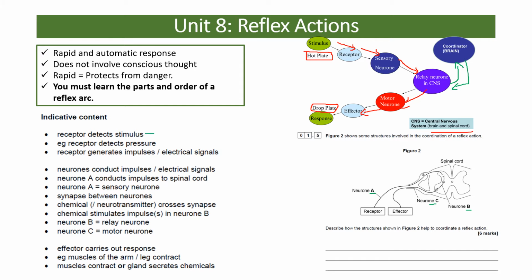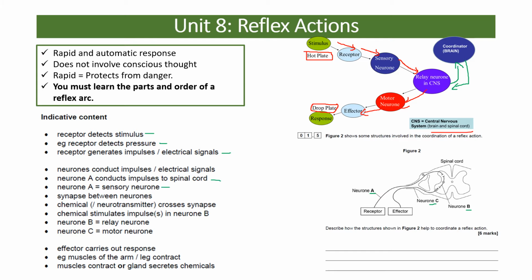And the mark scheme here you can see, you're expected to know the receptor detects the response. Because of the example they give you, it's not specific, so you don't have to give a particular one, you can just give any example. It talks about electrical impulses, which you need to know that the receptor instigates. Then that travels down neuron A. You need to name neuron A.